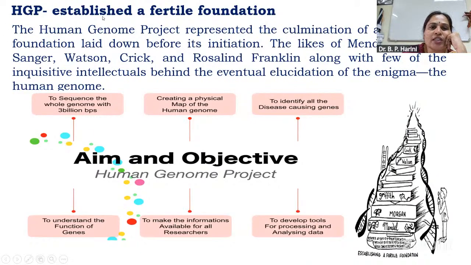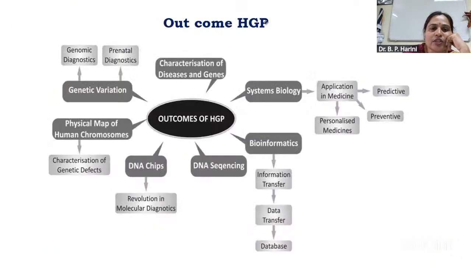The Human Genome Project established a fertile foundation, and represented the culmination of an extensive foundation laid before its initiation, with the likes of Mendel, Morgan, Sanger, Watson, Crick, Rosalind Franklin, along with a few inquisitive intellectuals behind the eventual elucidation of the enigma, the human genome. The aim and objective of the Human Genome Project was to understand the functional genes, make the information available for researchers, and develop tools for processing and analyzing the data. The outcome has given rise to characterization of diseases and genes. It has laid a foundation for systems biology, bioinformatics, DNA sequencing, physical maps of human chromosomes, genetic variations, and so on.